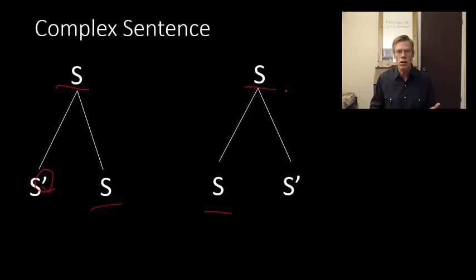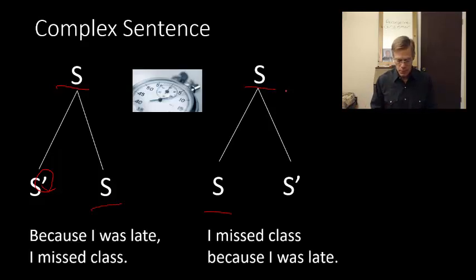So I like to think of subordinate clauses as parasites. They can't survive all by themselves. They need to glom onto another sentence so that they can have a life. So here's an example of complex sentences. Because I was late, that's our subordinate clause, I missed class. So, because I was late, I missed class. Subordinate clause followed by a main clause. Or you can get the main clause first, followed by the subordinate clause. Either one is grammatical in English.